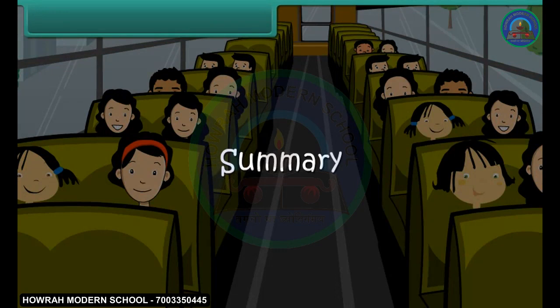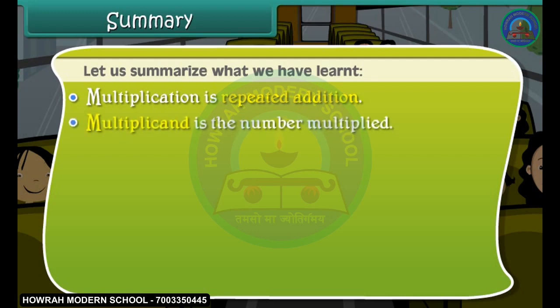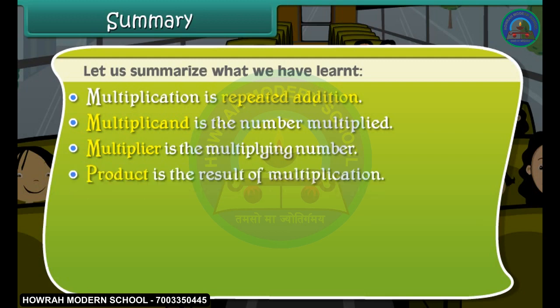Summary. Let us summarize what we have learnt. Multiplication is repeated addition. Multiplicand is the number multiplied. Multiplier is the multiplying number. Product is the result of multiplication.